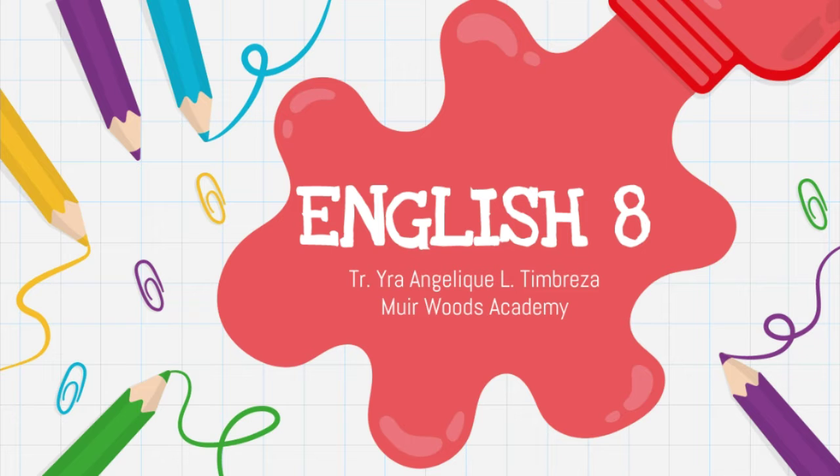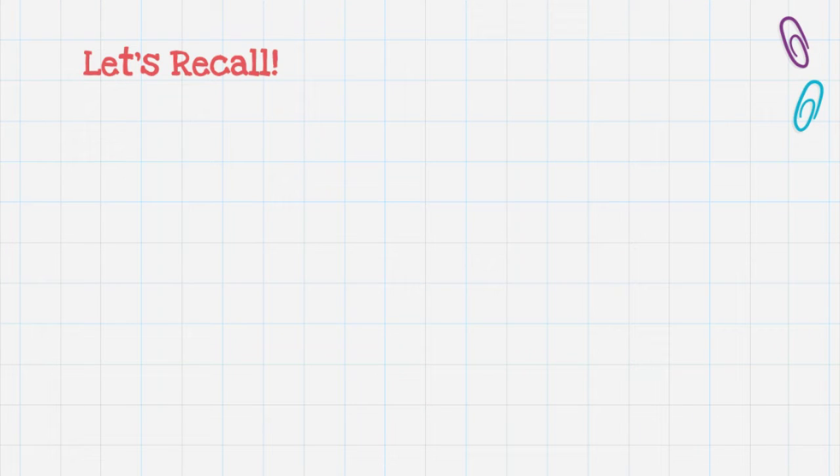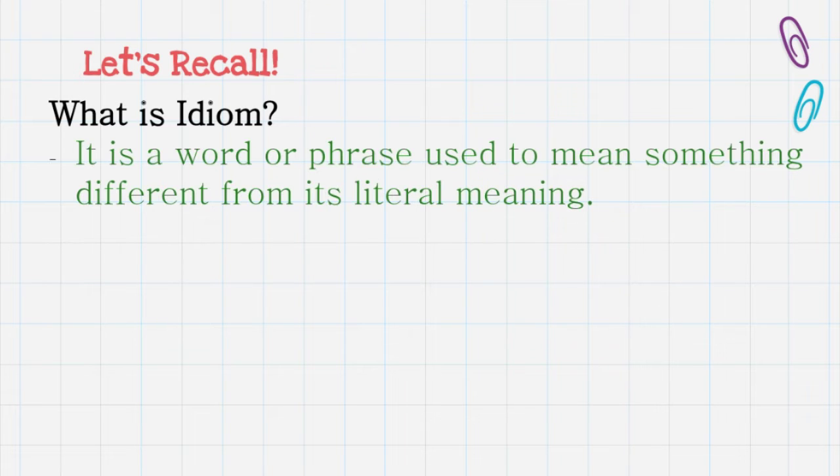Before we proceed to our new lesson for today, let us first recall our lesson last meeting. So what is an idiom? An idiom is a word or phrase used to mean something different from its literal meaning.